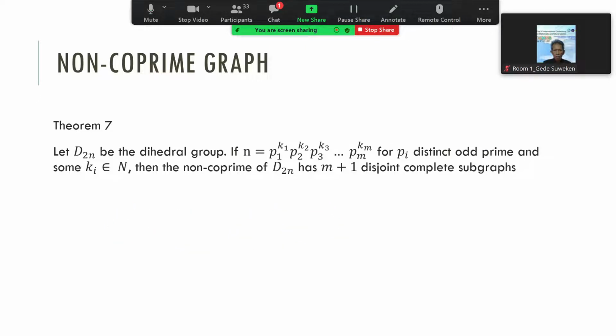Okay, the second one, if N has a prime factorization like this, we have that the non-coprime graph of D to N has M plus 1 disjoint complete subgraphs. The proof is similar to the previous theorem, but with a more complex procedure.